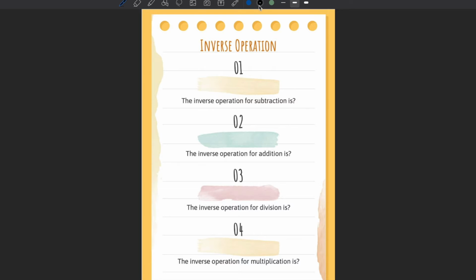So inverse operation, which is what we are working with currently, so we need to know what the inverse operation for subtraction is. Well, the inverse operation for subtraction is addition. Looking at number 2, it wants to know what the inverse operation for addition is. Well, if we know the inverse operation for subtraction is addition, the inverse operation for addition is going to be subtraction.